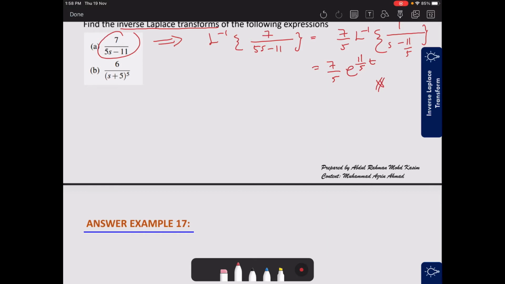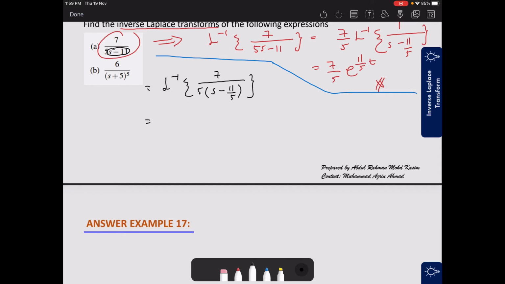Now we would like to solve using the first shift theorem. For the first shift theorem, you need to do the same thing. You have 7 over here that you want to inverse, and then you need to make this function of s into s minus a, which means there is no such constant beside the s. So it's the same thing. You have s minus 11 over 5 here, so you bring the constant 7 over 5 outside, and then you have 1 over s minus 11 over 5.